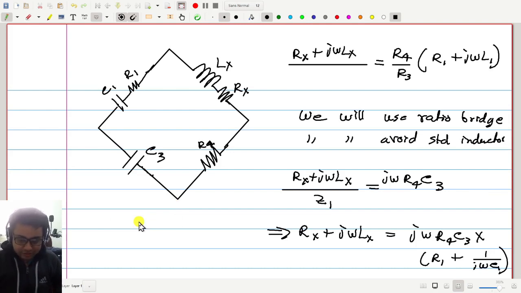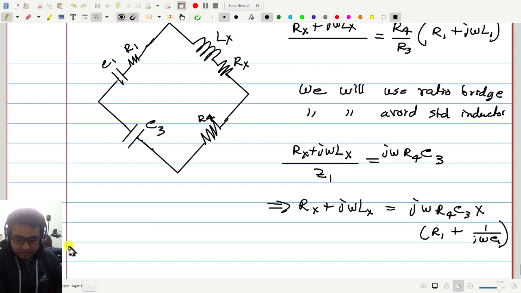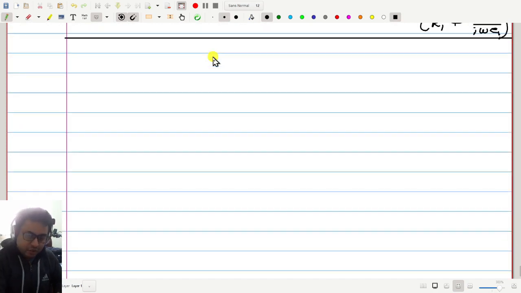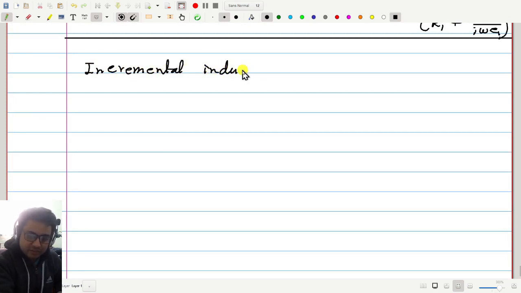Any question? So my point is that don't try to remember anything. By the way, we can also use this bridge for a special purpose. That special purpose is like this. Suppose we want to measure incremental inductance. Incremental inductance measurement.